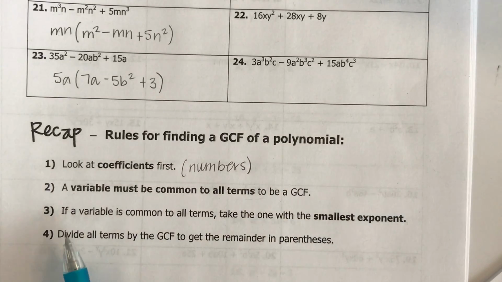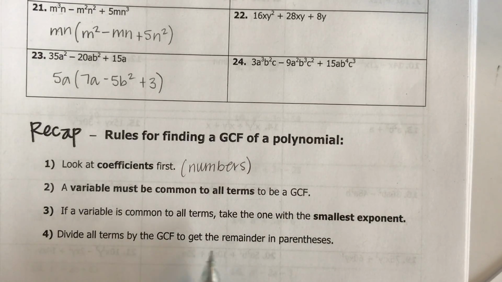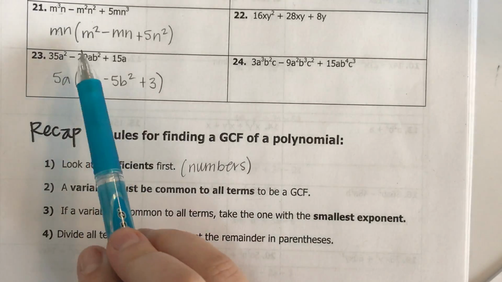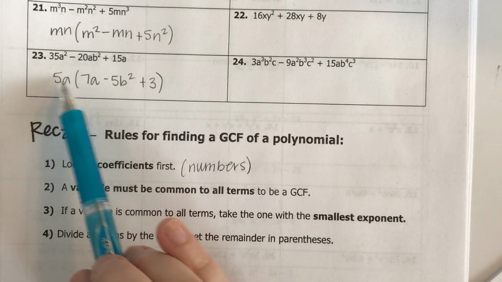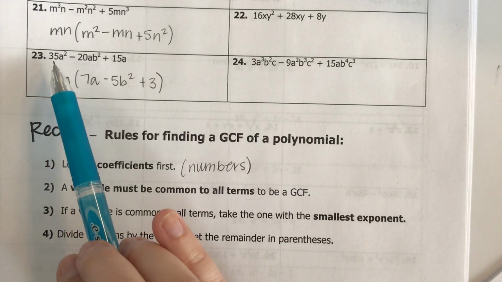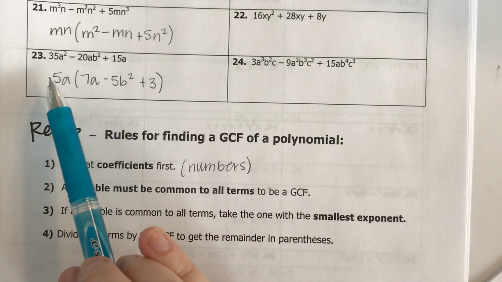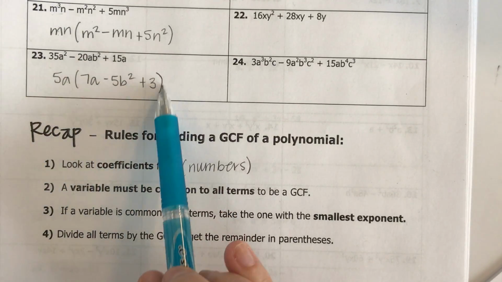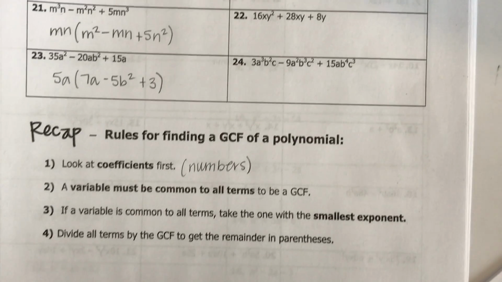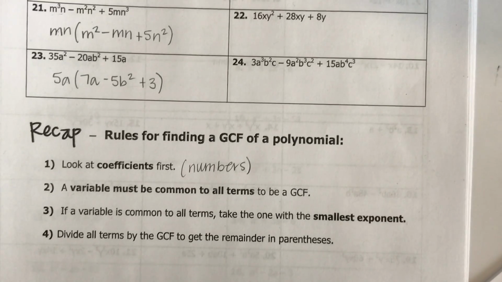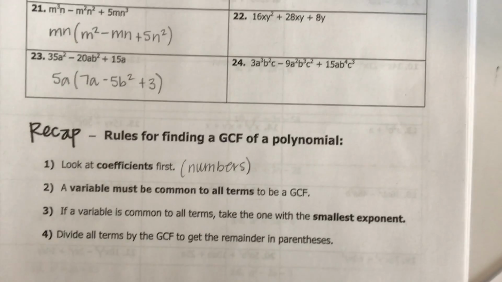Okay? And then divide all terms by the GCF to get the remainder in parentheses. Remember when I said we're not subtracting, we're dividing. So this was our GCF, and this is what's left over when we divide all of these terms by this number. So this is basically your remainder, okay? So that's factoring by GCF. We're going to do the evens in class, and then we're going to do a foldable to help you remember this. Okay, good job.